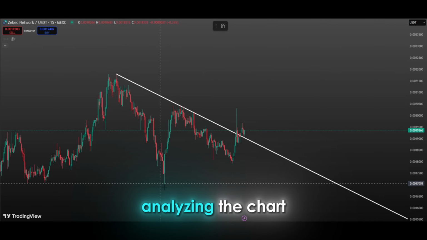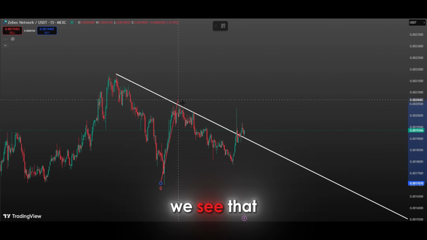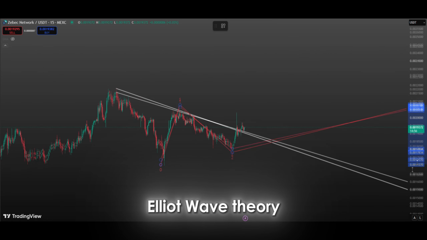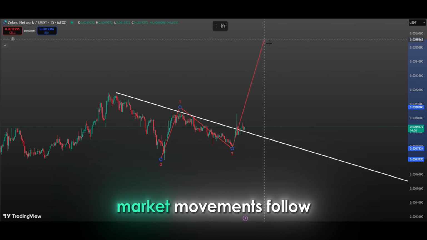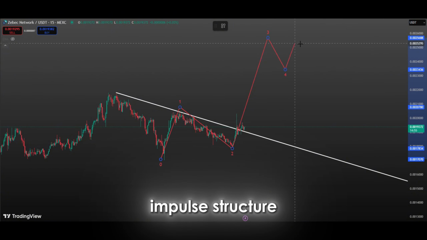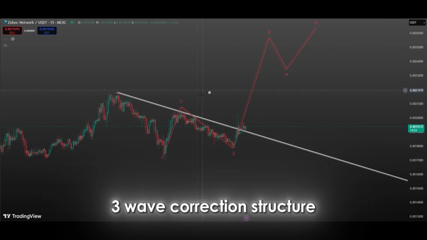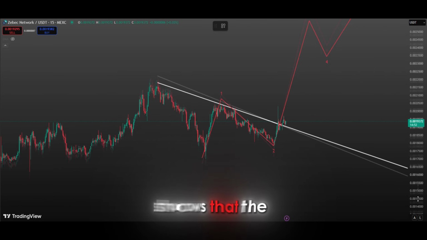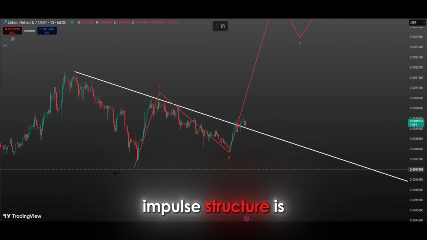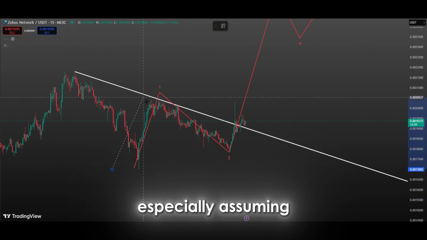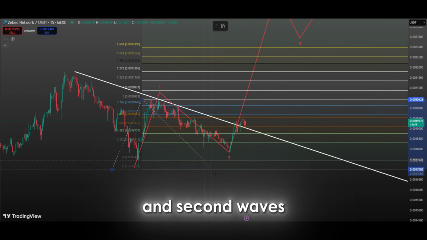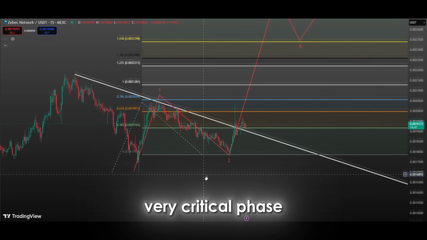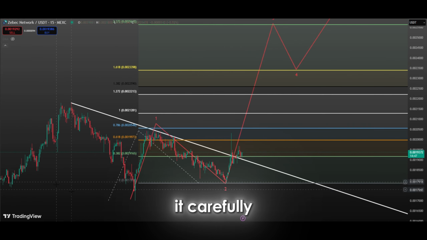Stay tuned. Analyzing the chart from a technical perspective, we see that the short-term price structure is shaped according to the Elliott wave theory. According to this theory, market movements follow a 5-wave impulse structure, followed by a 3-wave correction structure. The pattern we are currently observing shows that the third wave of this 5-wave impulse structure is starting to become active. Especially assuming that the first and second waves have been completed, it is possible to say that the current uptrend is in a very critical phase. We should follow it carefully.